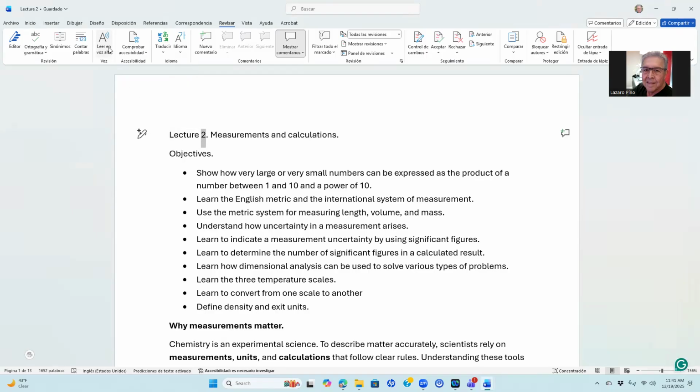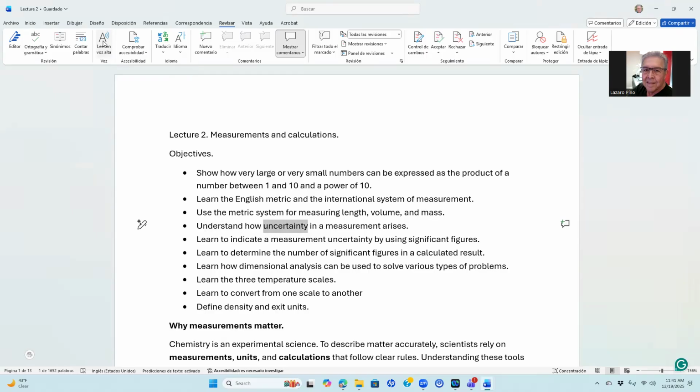Lecture 2. Measurements and Calculations. Objectives. Show how very large or very small numbers can be expressed as the product of a number between 1 and 10 and a power of 10. Learn the English, metric, and international system of measurement. Use the metric system for measuring length, volume, and mass.